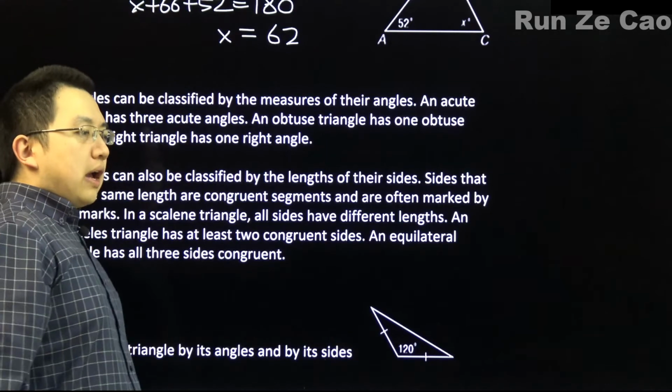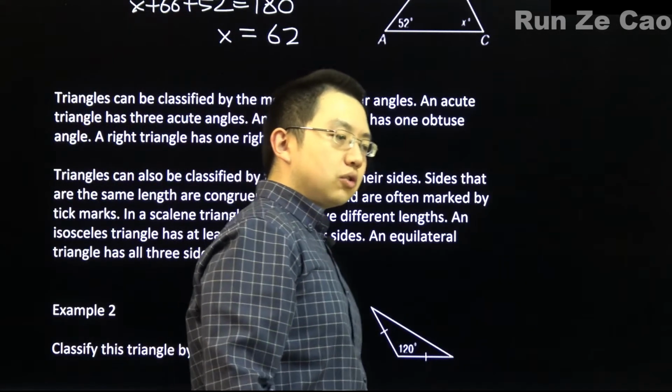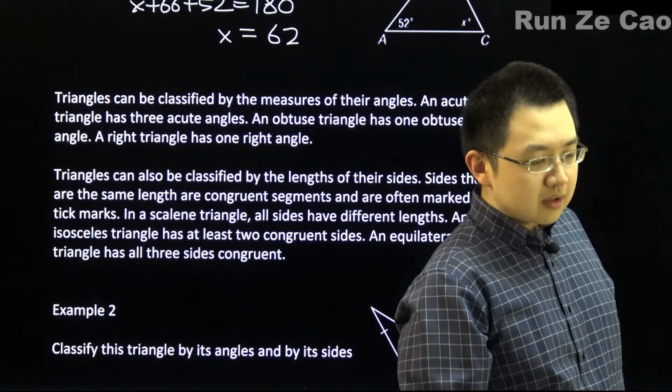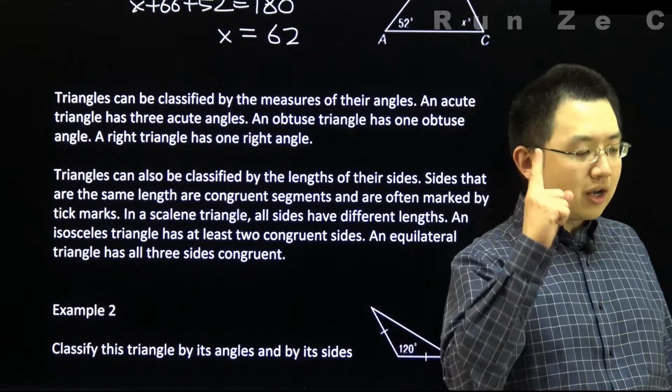An obtuse triangle has 1 obtuse angle. Both of the others have to be acute for the angle sum to still be 180 degrees, because most of that 180 degrees is occupied by that one obtuse angle.